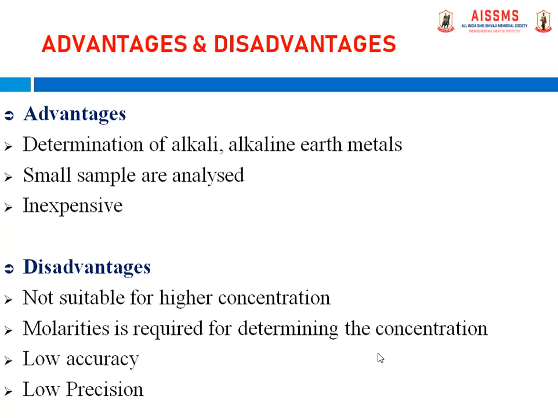Advantages of flame photometer are determination of alkali and alkaline earth metals, small sample is also enough for the analysis purpose, and it is an inexpensive type of instrument. Disadvantages of flame photometer are this equipment is not suitable for higher concentration, molarities are required for determining the concentration, and it has low accuracy and low precision.